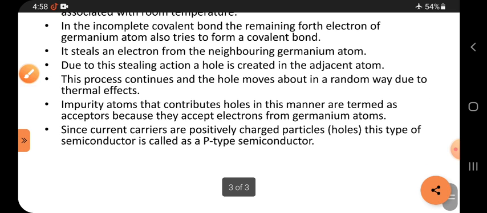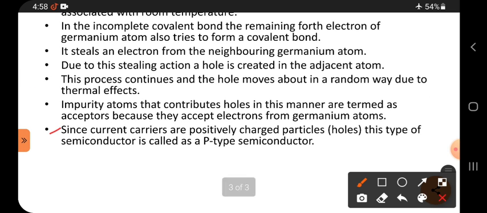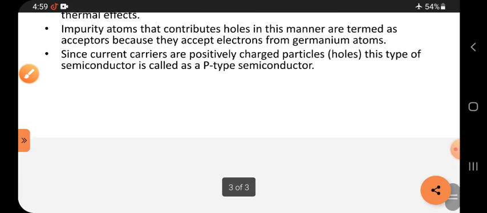Next, since the current carriers are positively charged particles, meaning here the current is because of holes only, this type of semiconductor is called a p-type semiconductor. Why? Because the carriers are positively charged particles. Positive means p, so that is a p-type semiconductor.